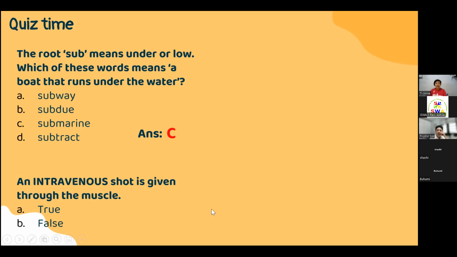So difficult, right? Okay, never mind. I'll give you the answer. The answer is actually false. An intravenous shot is not given through the muscle. Now, I want you to guess from the word intravenous, where is the shot given through then, if it's not through the muscle? Anyone wants to try? Teacher Uru is also thinking very hard. If I reveal the answer, you would be thinking, oh, I see.